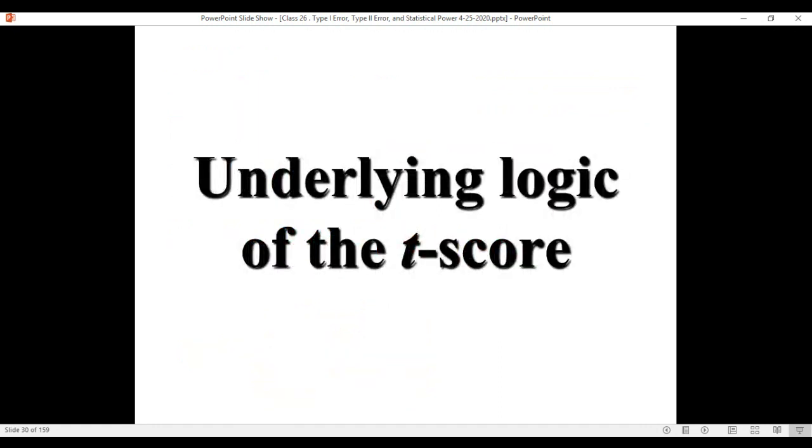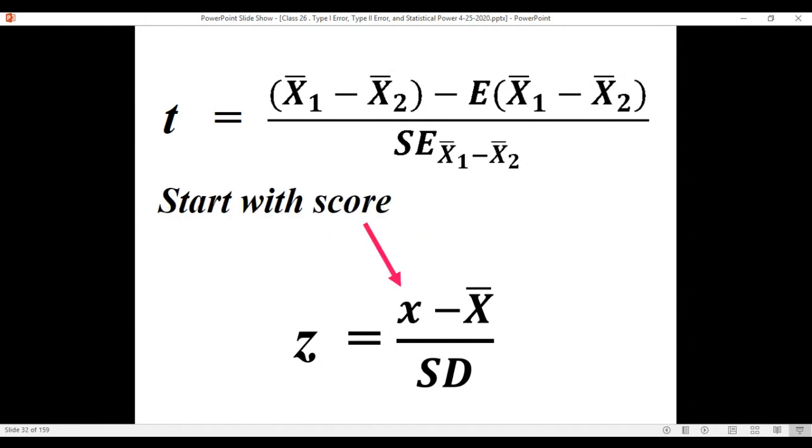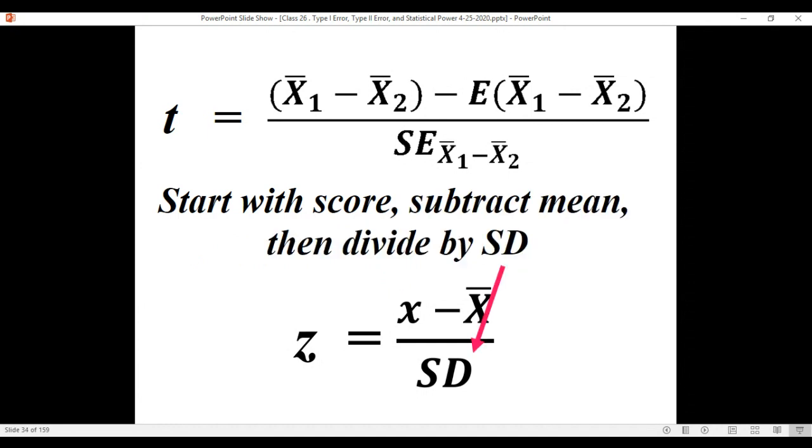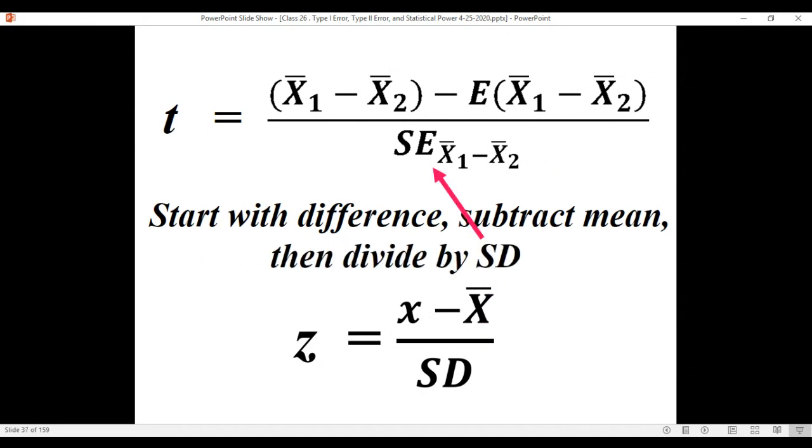Now, there's an underlying logic to this t-score because the t-score is really a z-score, at least most of the time. When you calculate a z-score, you start with the raw score of an individual, you subtract the mean, and then you divide by the standard deviation. When you calculate the t-score, you start with the difference between two means, and then you subtract the mean. In this case, the mean is called the expected value, and then you divide by the standard deviation, which in this case is called the standard error.